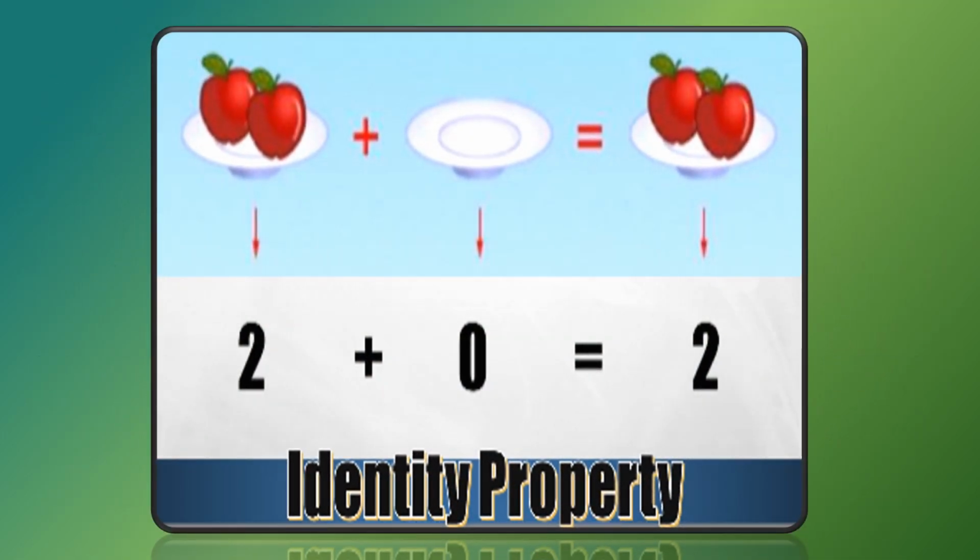Next is the identity property. So as you can see sa ating picture, meron tayong apple. Or sa isang plato, meron dalawang apples. Represent the number 2 plus. Sa isang plato, wala tayong nakikitang apple, so iyon ay equal sa 0. So the answer is 2. 2 plus 0 is equal to 2. Ano ba ang identity property?